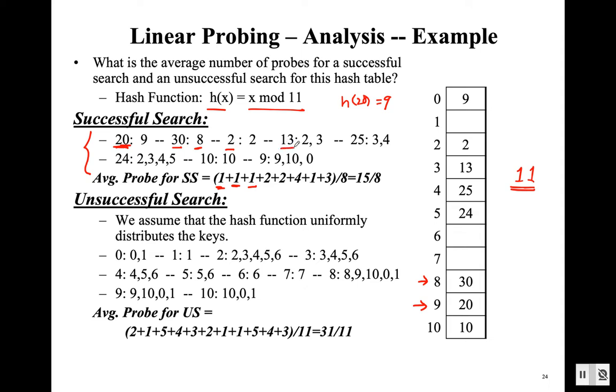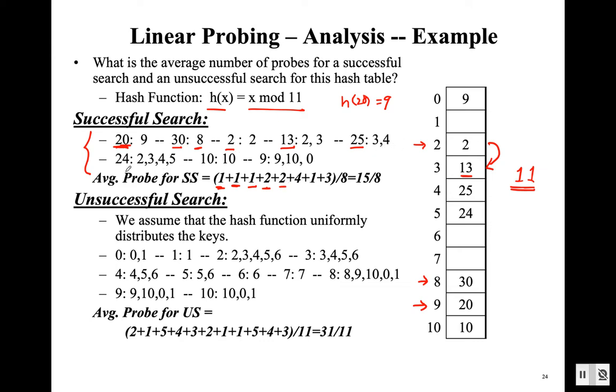So for 13 our hash value is 2. Let's look for the item 13 in the index 2. Okay, so it is not there, then we are going to look for 13 in the next cell. Okay, then we found the item 13 here. So number of probing for item 13 is 2. So same as number of 25, it will be 2.